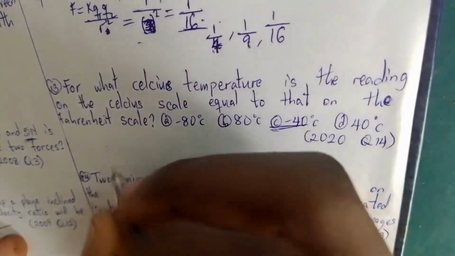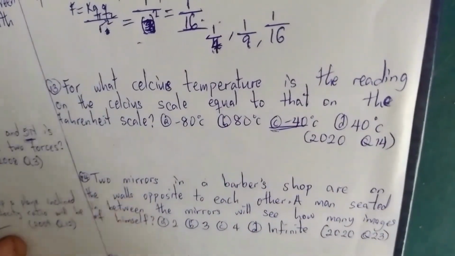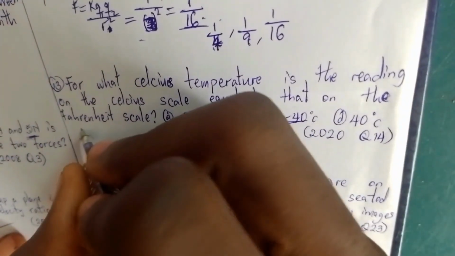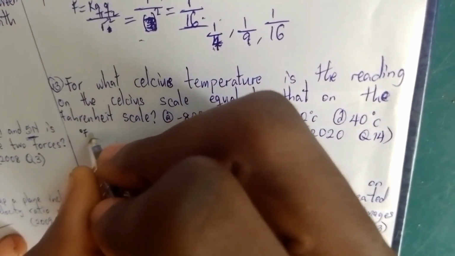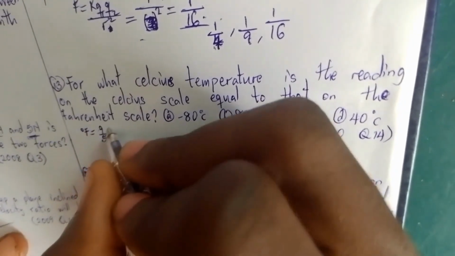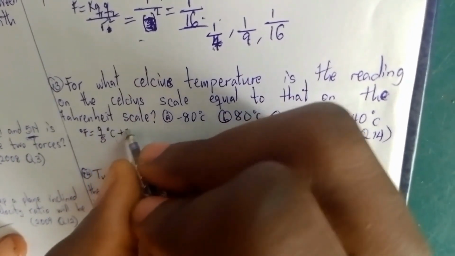Okay, let me just write out the formula. But basically, it's a constant value that you have to know. So once you see it in the exam, don't waste your time to solve. Now we have degree Fahrenheit equals 9/5 degrees Celsius plus 32.